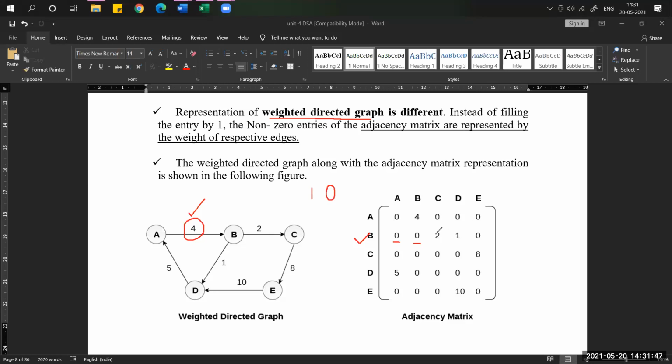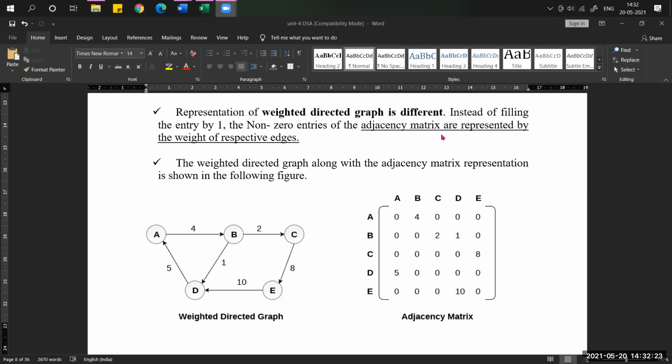But why did we keep 2? Because this is a weighted directed graph. That's why we filled the matrix with the weight, that is 2. Now from B to D, yes, there is an edge and the weight is 1. That's why we wrote 1 here. Now, is there any edge from B to E? No, there is no edge. That's why we kept 0 here. Like this, you have to fill all the rows and columns in the case of a weighted directed graph.